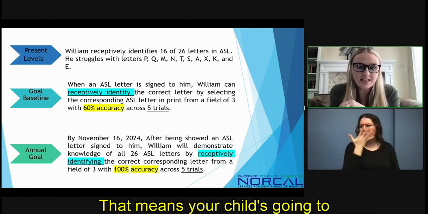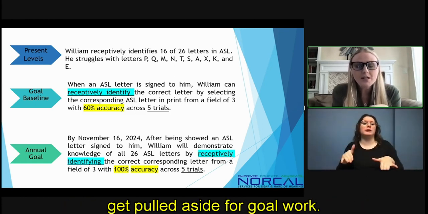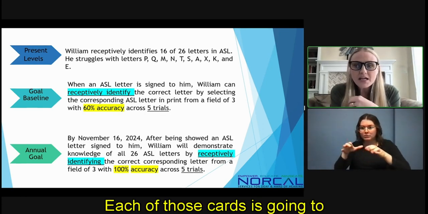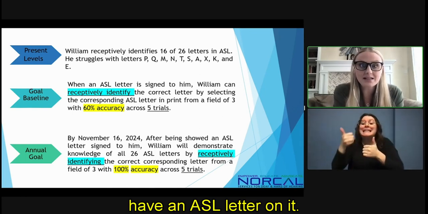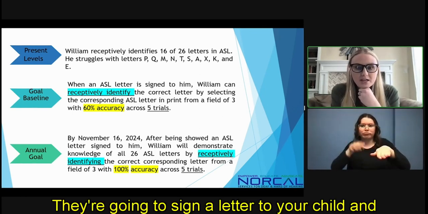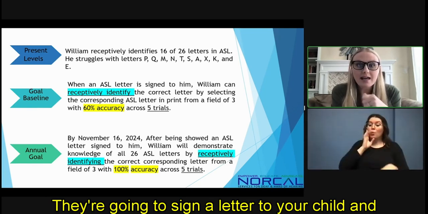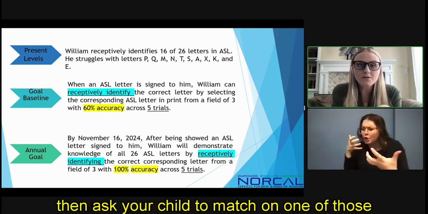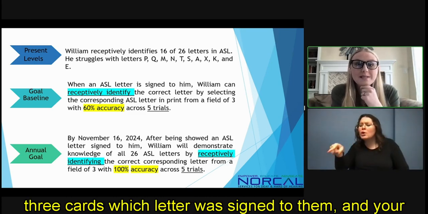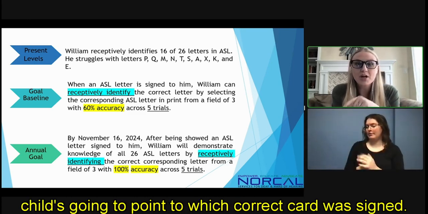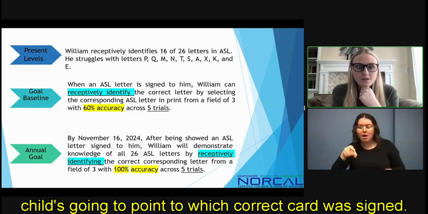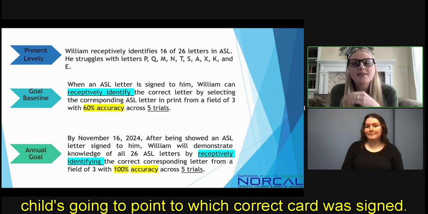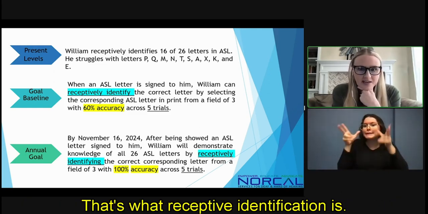That means your child's going to get pulled aside for goal work. They're going to put 3 cards in front of your child. Each of those cards is going to have an ASL letter on it. And they're going to sign a letter to your child and then ask your child to match on one of those 3 cards which letter was signed to them. And your child's going to point to which correct card was signed. That's what receptive identification is.